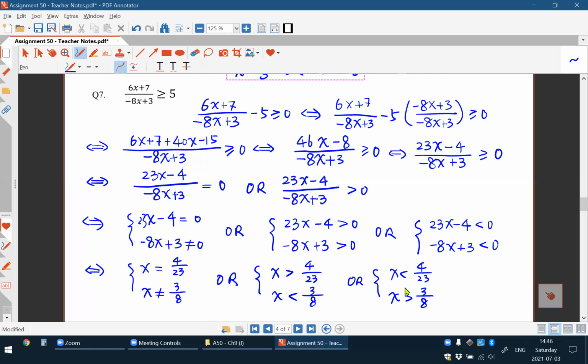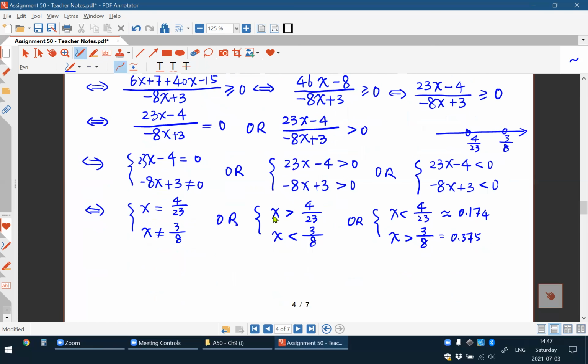Okay, so let's compare which number is larger. 4 over 23 is around 0.174, right? And 3 over 8, we know that this is 0.375. So of course, 3 over 8 is larger. So if we draw a number axis, this is 3 over 8 and 4 over 23 must be here, right? Okay, so now let's combine each of the solutions.